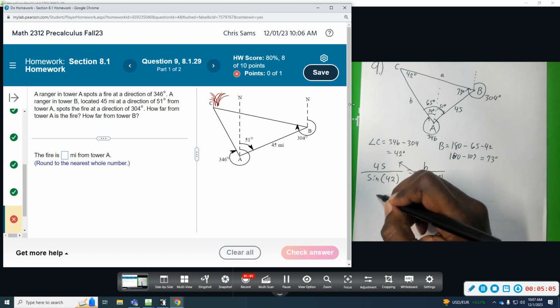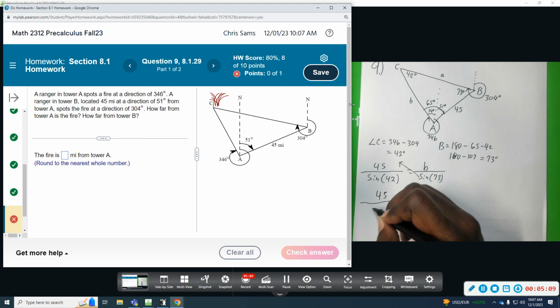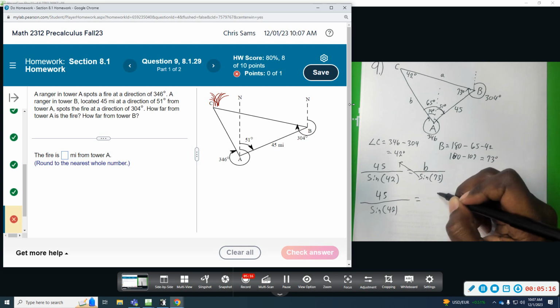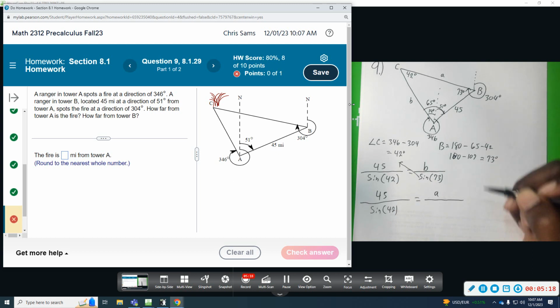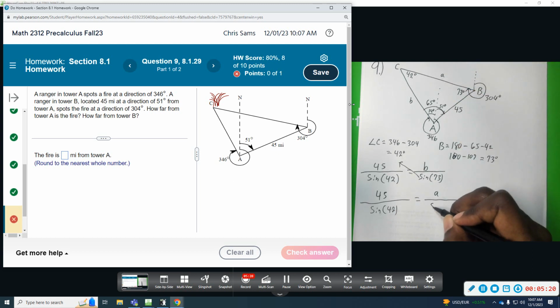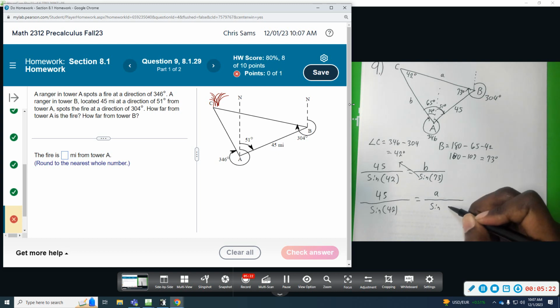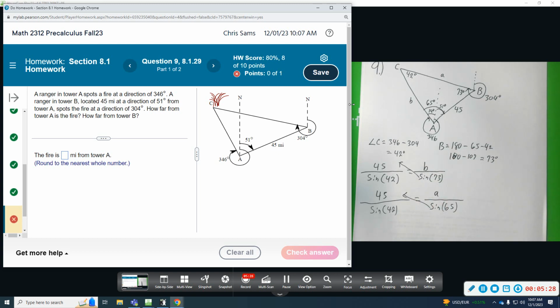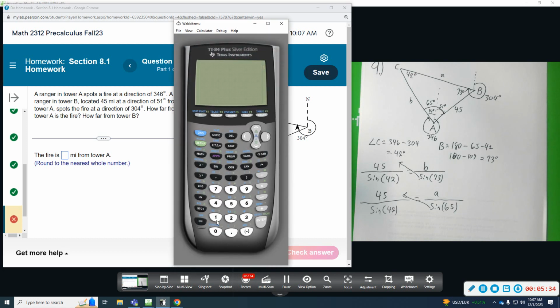And then we'll do a similar calculation. It's going to be side A this time over sine of angle A, sine of 65, and we'll multiply that across to get the distance from Tower B to the fire.